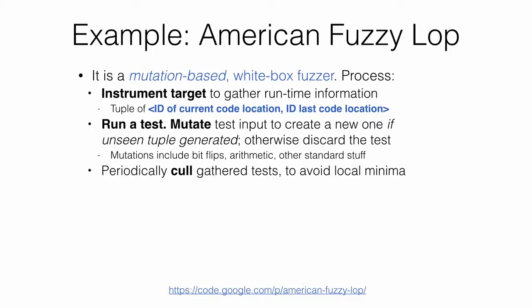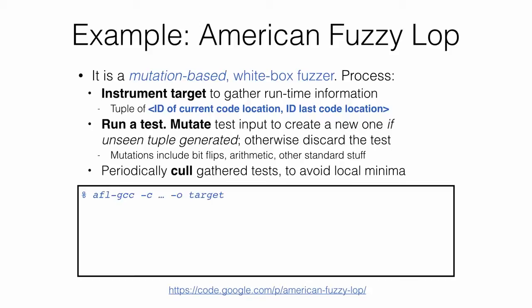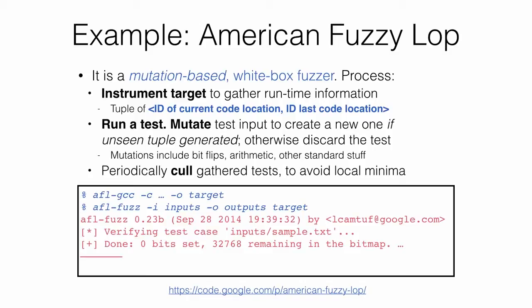So here's an example interaction. We can start by running AFL GCC. This is meant to be a drop-in replacement for the GCC C compiler. AFL GCC will instrument the target and pass it along to GCC for compilation. Using the instrumented target program, we call AFL fuzz, and this starts the process of fuzz testing. This will run for a long time and produce diagnostics as it discovers failing tests.